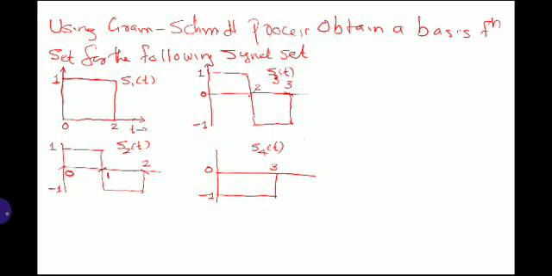Now we will see an example where we use the Gram-Schmidt process to obtain a basis function set for the following signal set. So you have 4 signals, S1 of t, S2 of t, S3 of t and S4 of t. We need to find an orthonormal basis function set to represent these 4 signals.